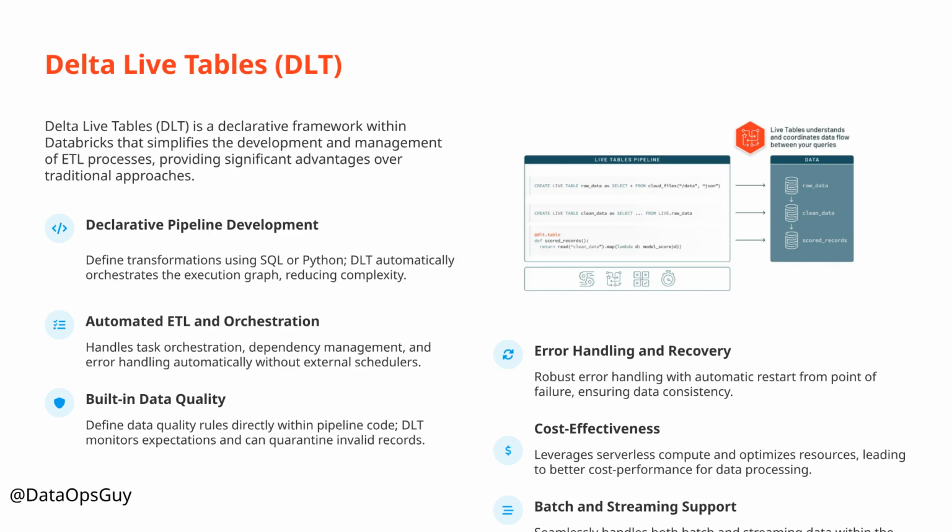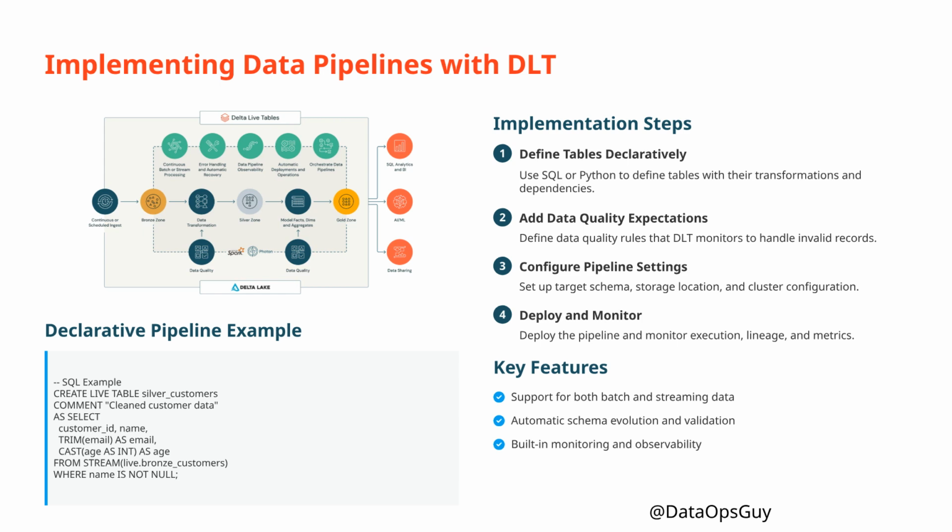Fourth, DLT offers simplified error handling and recovery, with robust mechanisms that can automatically restart from failure points. Fifth, it provides cost-effectiveness through serverless compute and automatic resource optimization. Sixth, DLT supports both batch and streaming data within the same pipeline, enabling unified solutions. Finally, it automatically tracks data lineage for governance and compliance purposes. Implementing data pipelines with Delta Live tables follows a structured approach.